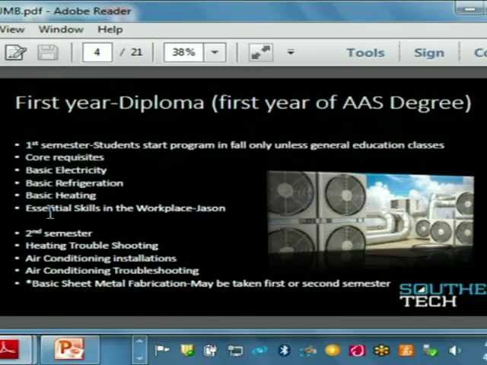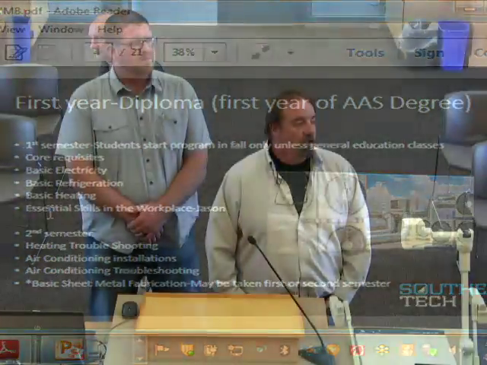During the first year of our program, everybody starts in the fall. We don't start any classes in the spring semester. In the first semester we have a number of core requisites: basic refrigeration, basic electricity, and basic heating. We're also starting a new course next year, essential skills in the workplace, and Jason will be able to tell you a little more about that in a minute. That's basically the first semester.